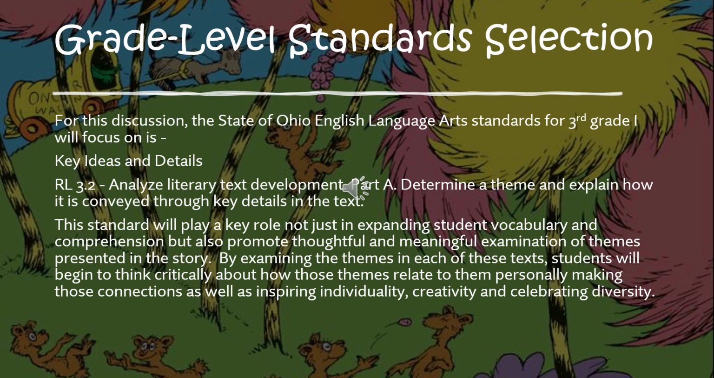For this discussion, the State of Ohio English Language Arts Standard for 3rd grade I will focus on is Key Ideas and Details, RL 3.2. RL 3.2, Analyze Literary Text Development, Part A. Determine a theme and explain how it is conveyed through key details in the text.